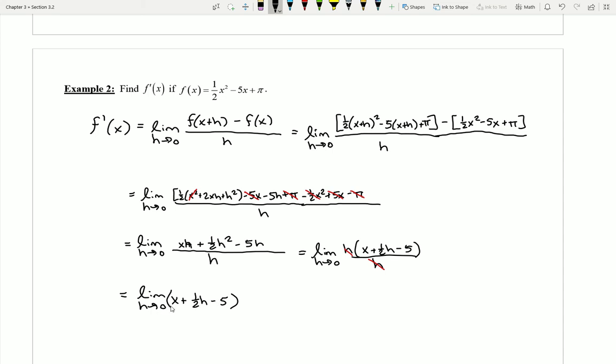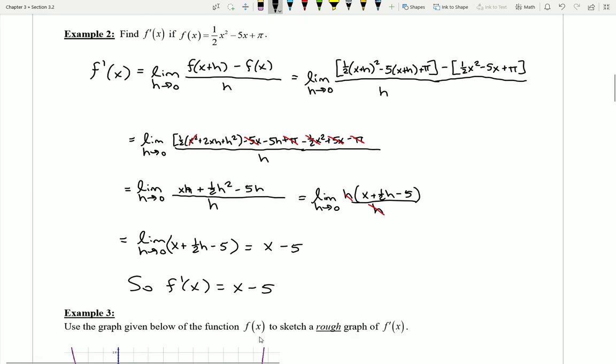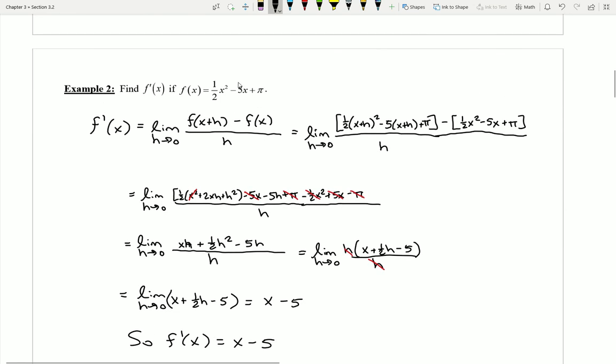Now, since, again, I have a nice polynomial, and h is the only variable that this limit is controlling, if I substitute in 0 for h, I'm going to end up with just x minus 5. So I should end up with that the derivative of my function here is x minus 5. And remember that this formula is good for finding slopes of tangent lines on this graph.